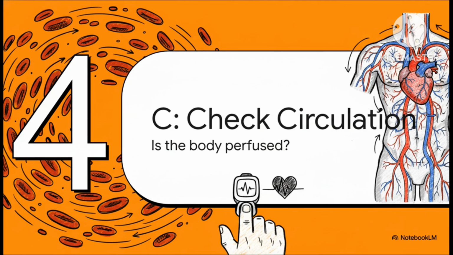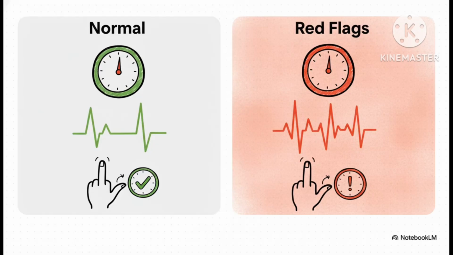Once breathing is managed, we move to C for circulation. Now we're asking, is blood actually getting around the body and perfusing the organs? Okay, there are two findings that when you see them together should set off alarm bells: low blood pressure, or hypotension, and a fast heart rate, called tachycardia. That combination is a major warning sign that your patient might be heading towards shock. And another quick check: a slow capillary refill time. If it takes longer than 2 seconds for the color to return, that confirms that perfusion is poor.